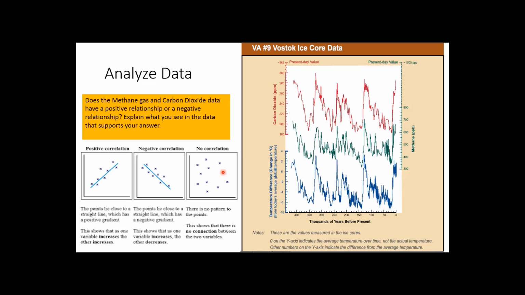So does methane and carbon dioxide data have a positive relationship or a negative relationship? So carbon dioxide, it's going down here, methane, it's going down. So they both have the same relationship. So here they have a negative relationship, and then they have a positive relationship, and a negative, and a positive. So the relationship seems to be the same over time. As one goes up, the other one goes up, and as one goes down, the other one goes down. So this could mean that one causes the other, or it could have no relationship on cause, but they both are doing the same thing at roughly the same time, which is interesting.